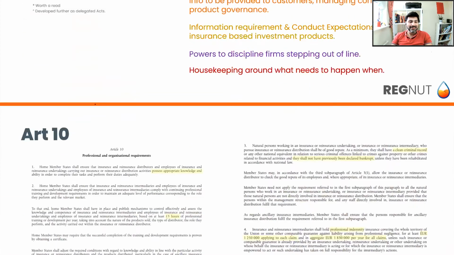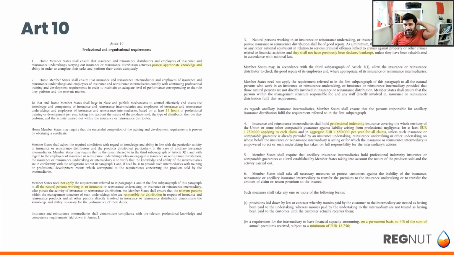Let's go through some of the articles. Let's look at Article 10 that I talked about. This is where you can start seeing things about possessing appropriate knowledge. So this is the fit and proper requirements, if you're familiar with them. Here it talks about the 15 hours of CPD, continuous professional development.